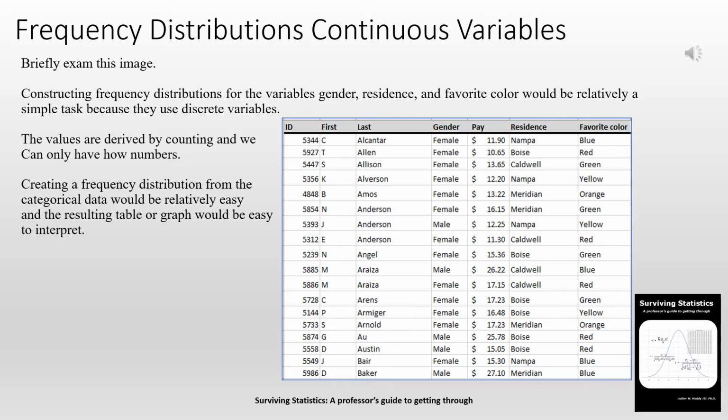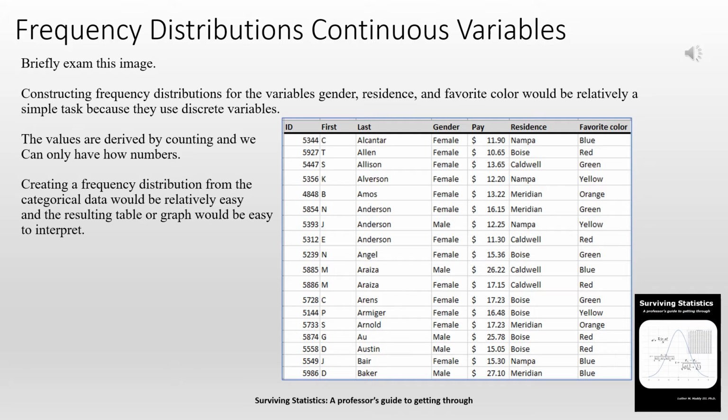The problem that we run into, though, is when we have a variable that can be measured with a continuous scale, and that is the pay variable that you see in this table. The pay really can be anything. They could make $7.50. Hopefully they make more than that, but they could make that. They could make $110 an hour. Now, it all kind of depends, though, on what the reported pay is in the data set that you're working with.